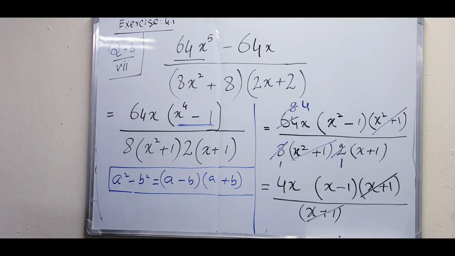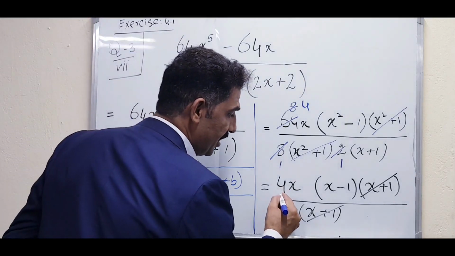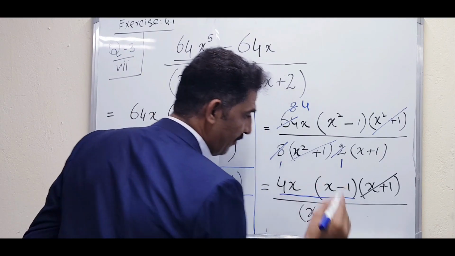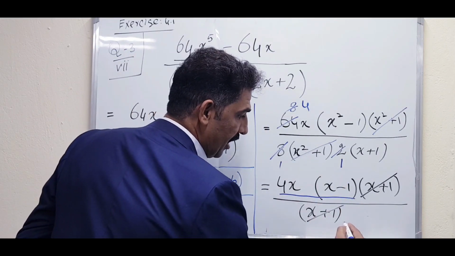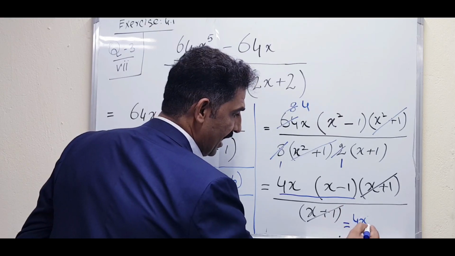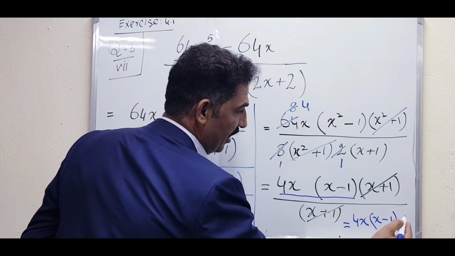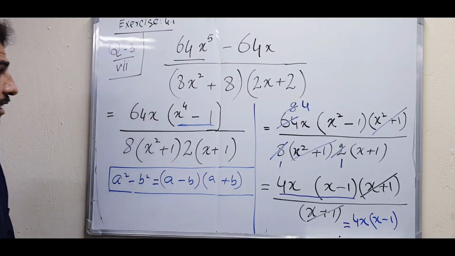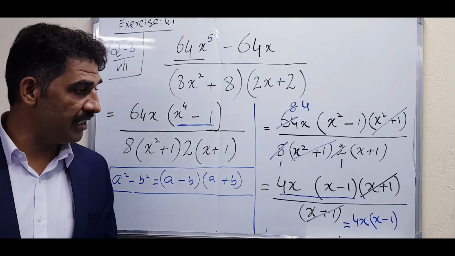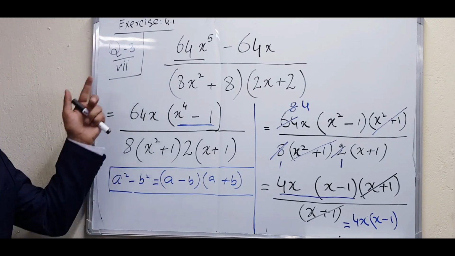So what is the remaining one? Our final answer is this one that remains. If you can see, I can write it here: 4x into x minus 1. That is our answer. This question is complete. There is no more simplification of this one. So that is the 7th part.